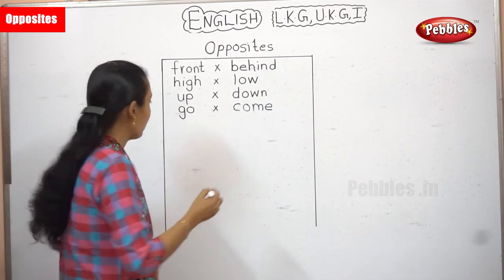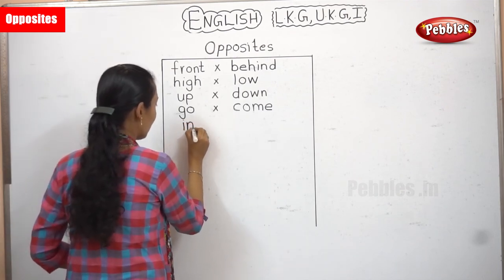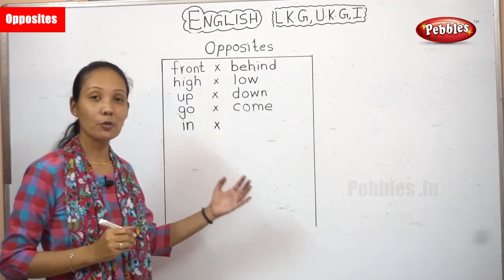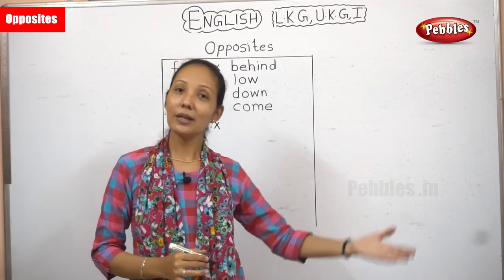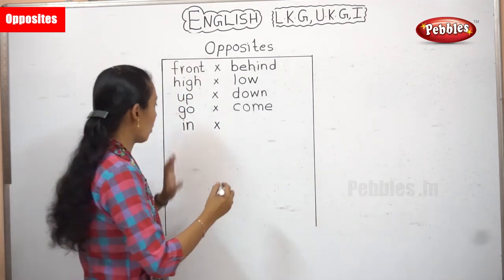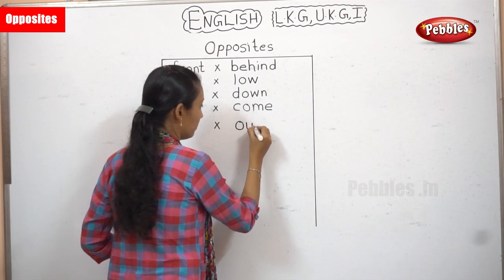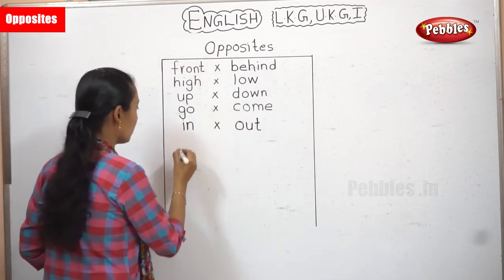Now next one is in. What is your word? In. So what's the opposite for in? Now suppose I say inside. So what is the opposite of that? Yes, it will be out, isn't it? Outside. So the opposite for in is out.